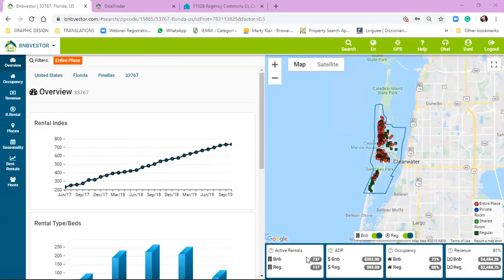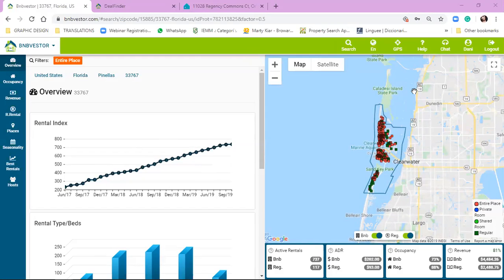We have 737 active BNB listings and 117 active regular rentals, with an average daily rate of 202 and $93 of regular rentals. Let me tell you that that's a very high average daily rate for the regular rentals, okay? Then we have an occupancy of 73%. That's a lot. This is a fantastic example, okay?